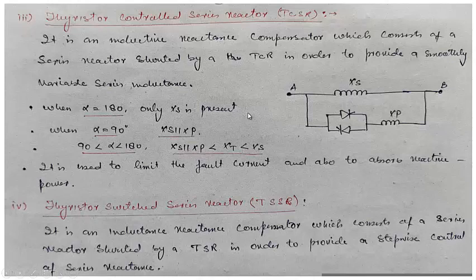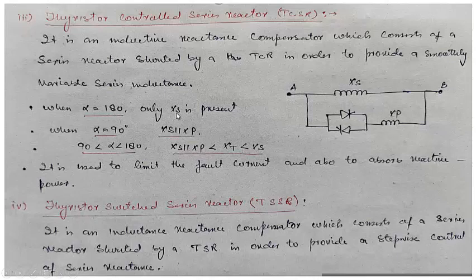Thyristor control series reactor. In this case, we are actually using a reactor in series with the TCR. So it is an inductive reactance compensator which consists of a series reactor shunted by a TCR in order to provide a smoothly variable series inductance. In this case again, instead of capacitance, because when you use capacitance over here and then inductance over here, we may have two types of reactance, capacitive or inductive. Here it will be only inductive.